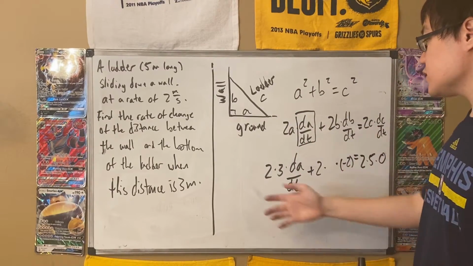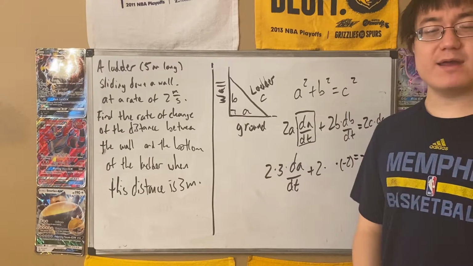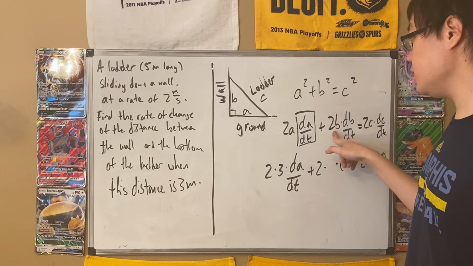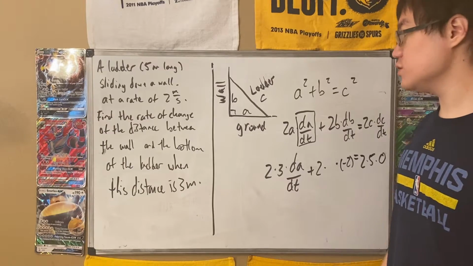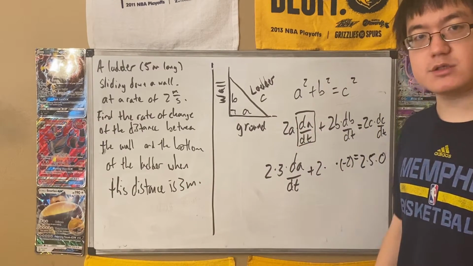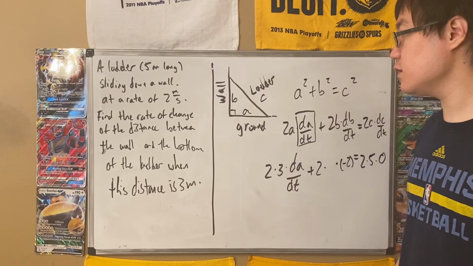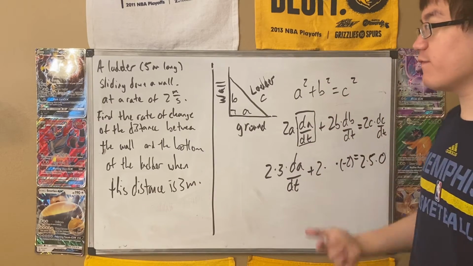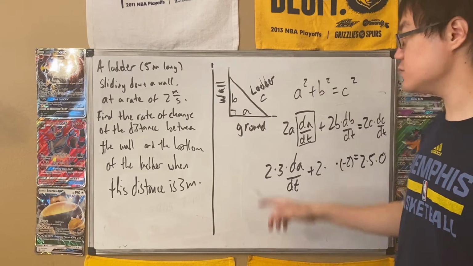So it looks like we plugged in all of our things. Now we have one last variable to go, B. And what we do is use our original equation, because B is not given. That's the last step in most related rate questions: use the original to find your last given. So in this case, it's going to be a 3, 4, 5 triangle. It usually is a 3, 4, 5 triangle.